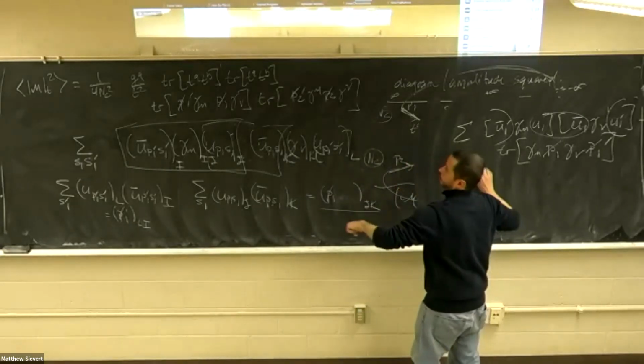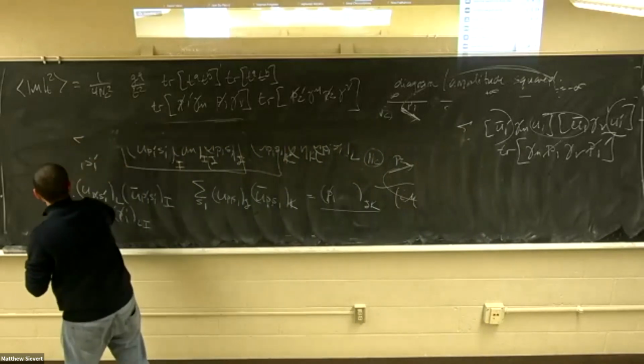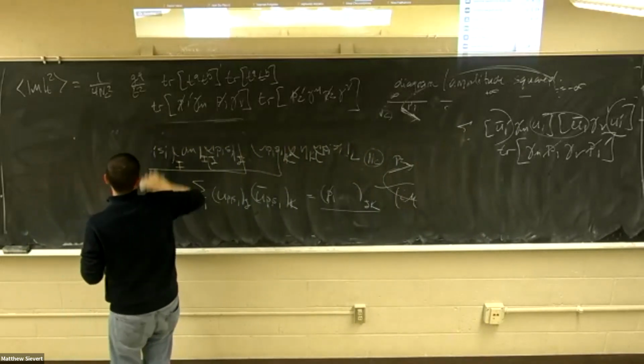Okay, cool. So that was how we get the Dirac trace structure and the color trace structure.